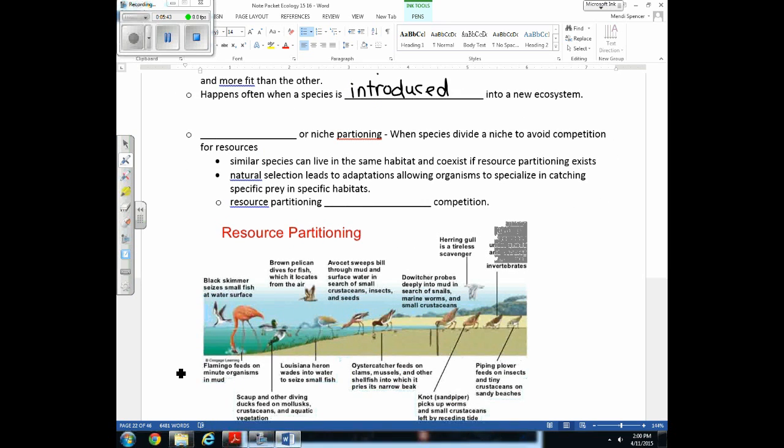To reduce competition, there's something that's called resource partitioning, or sometimes it's called niche partitioning. So this actually reduces competition.